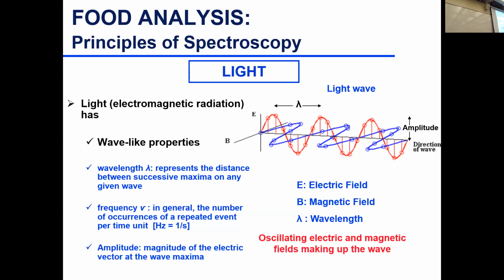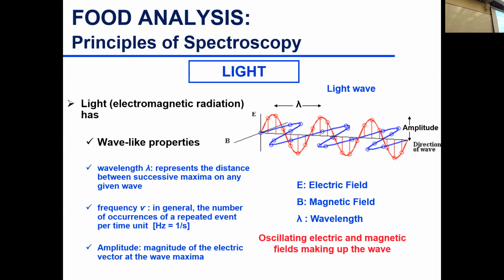So the wavelength is the distance between two repeated incidences, or the oscillation. So this is going up, down. So two repeated incidences are maximas, the two maximas. So the distance between two maximas is your wavelength. The amplitude is the energy within this maximum of your wave here in the electric field.